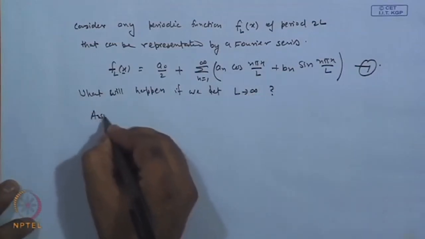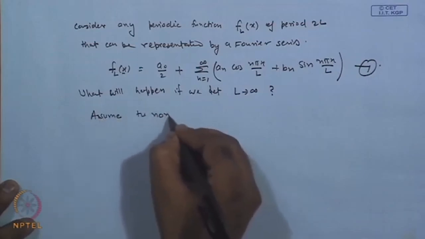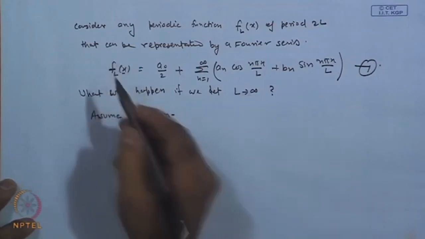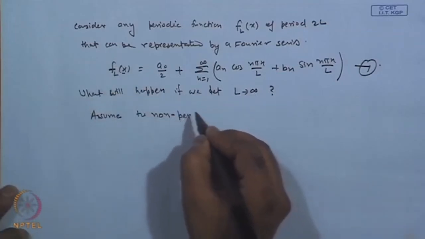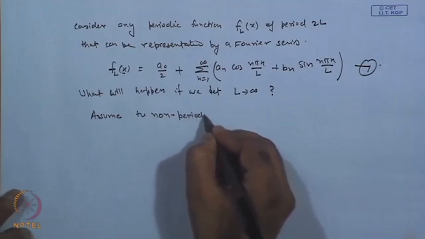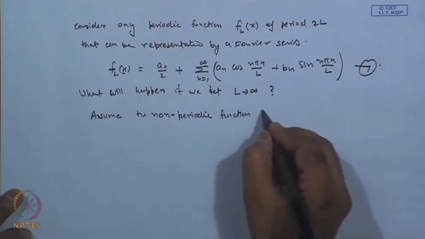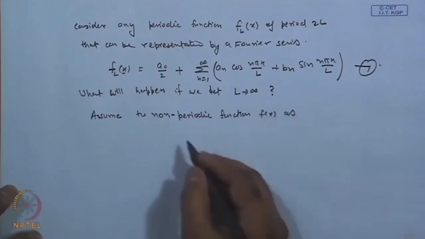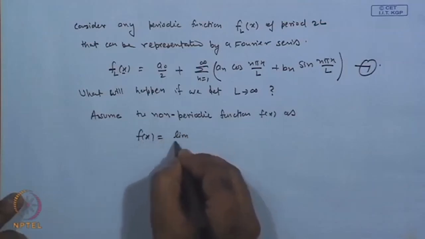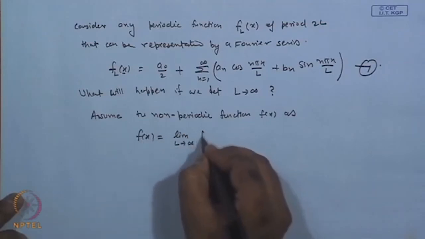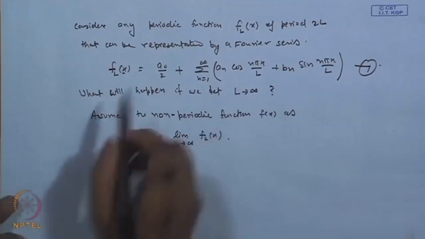So, first we assume the non-periodic function, because as L approaches infinity we will get a non-periodic function obviously. So, for the periodic function f_L(x), we denote by f(x) the limit as L approaches infinity of the function f_L(x). So, if we assume this, now we proceed.